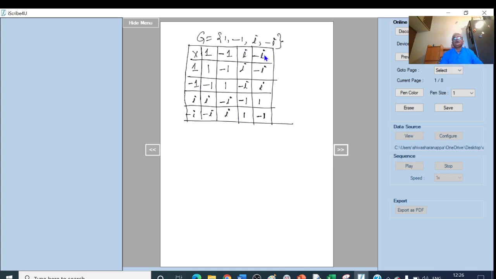See, this is the header row, and these are the elements here. If you observe the elements in this table, they all belong to this set. Either we are getting 1, minus 1, I, or minus I. One of these 4 elements I am getting in this table. That means closure law is satisfied. And associative law holds for multiplication. Here this is our header row, and the same row is here. This row is the same as the header row. Therefore, 1 is the identity element. And the inverse of 1 is 1 itself.